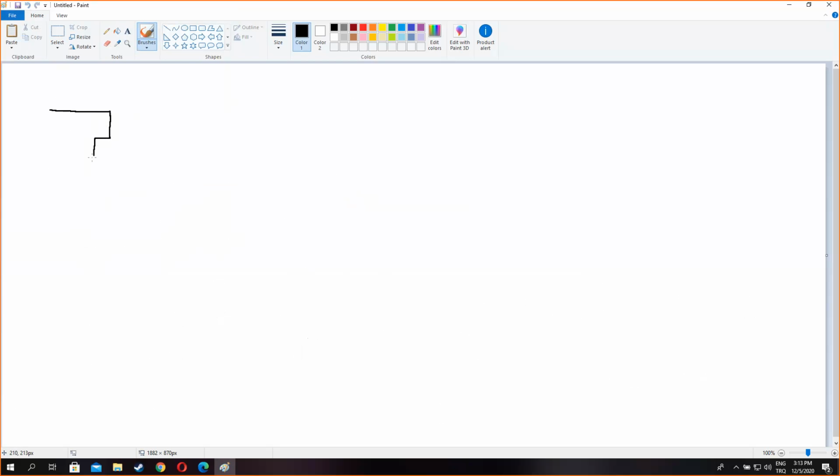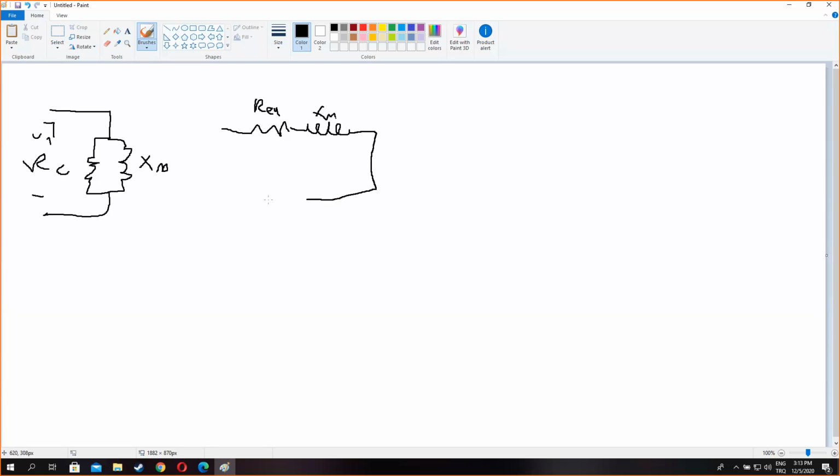In the open circuit test, we do not ignore the parallel branch. And in the parallel branch, we have Rc and Xm. Those values, the Rc and Xm values, depend on the magnetization. However, in the short circuit test, we have Req and Xeq. Since we ignore the parallel branch in the circuit, we can find the expected and wanted values from one measurement.